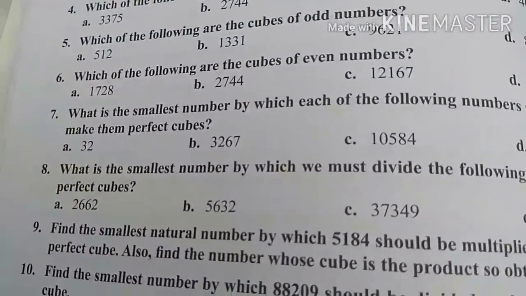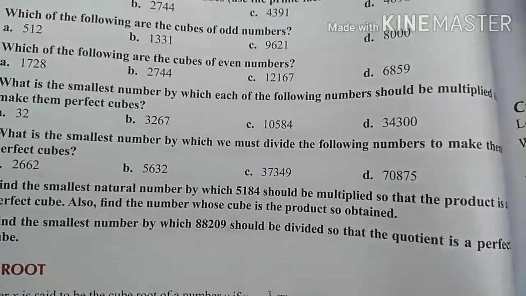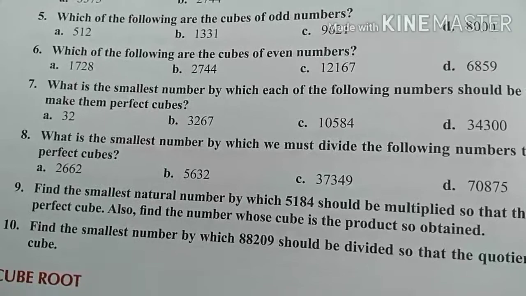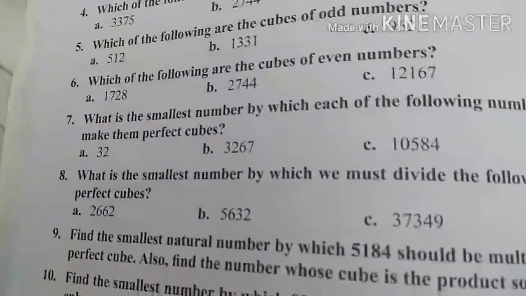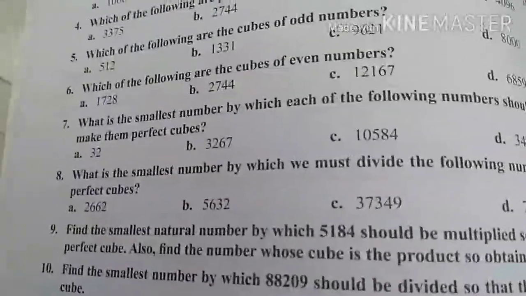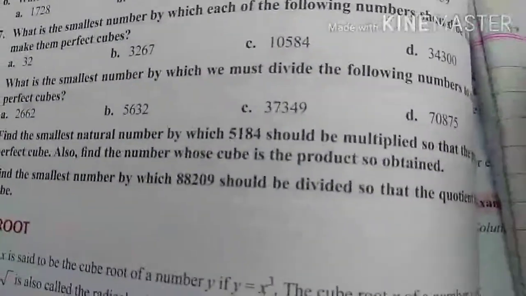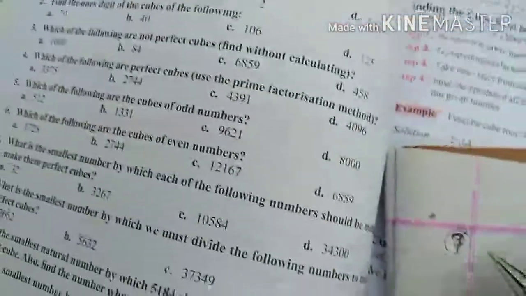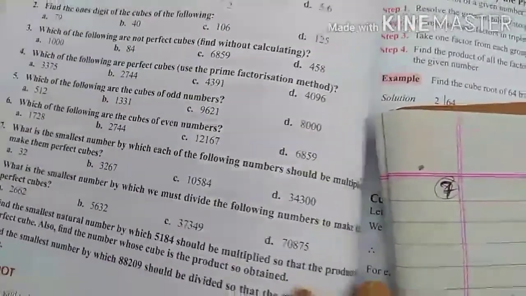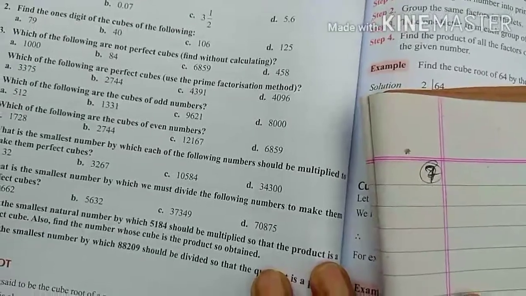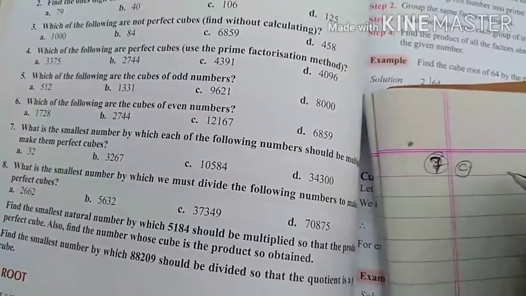Okay, the next question is question number 8. What is the smallest number by which we can divide the following number to make it a perfect cube? To solve question number 8, first look at question number 7. What is the smallest number by which each of the following numbers should be multiplied to make them perfect cubes? So we take option C.